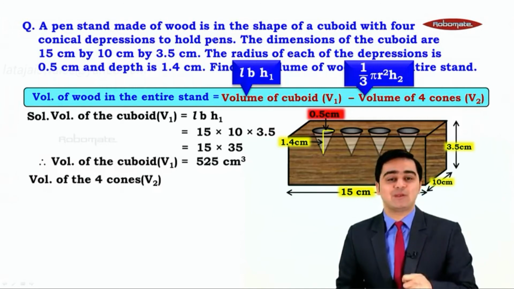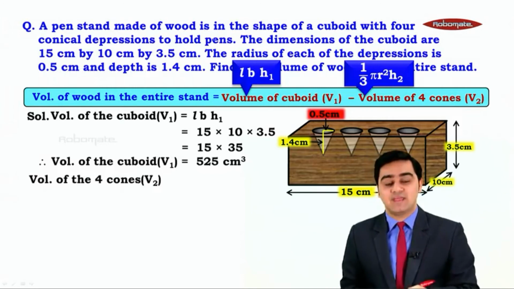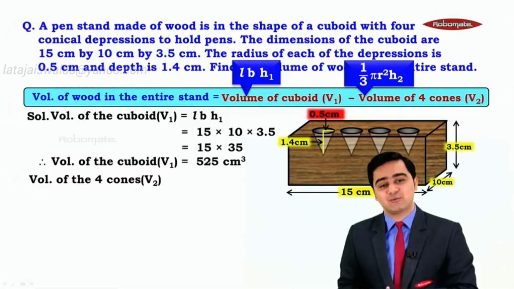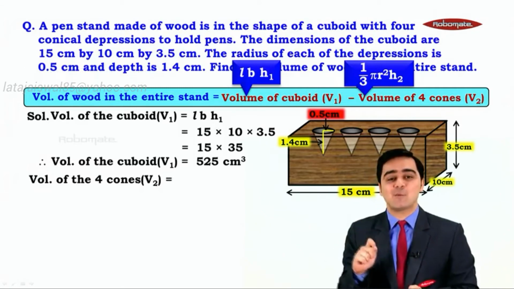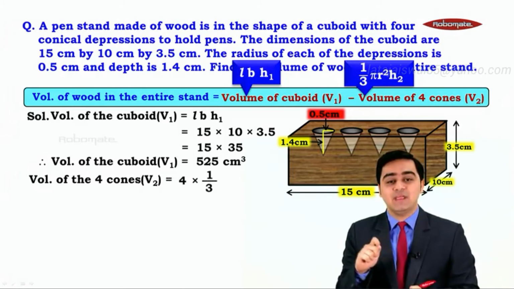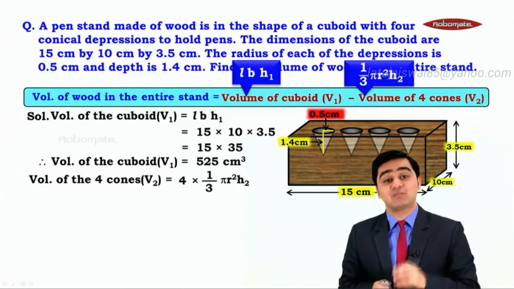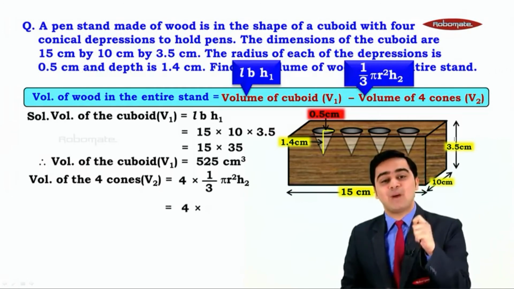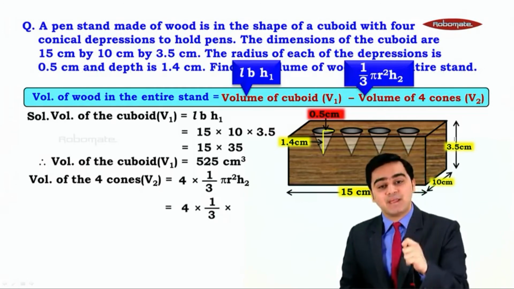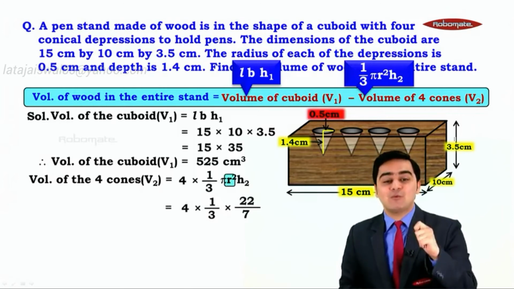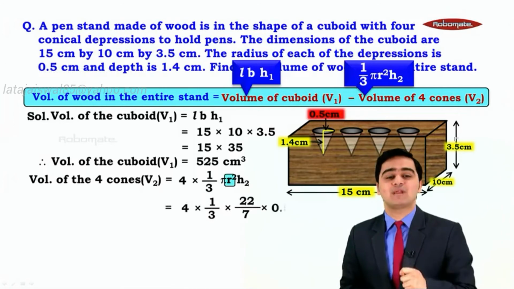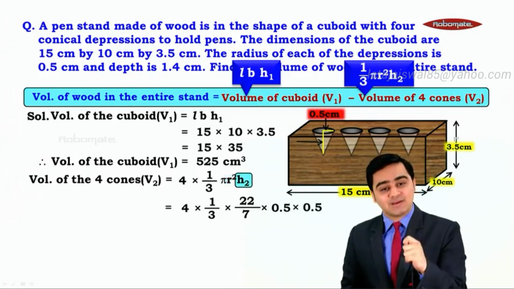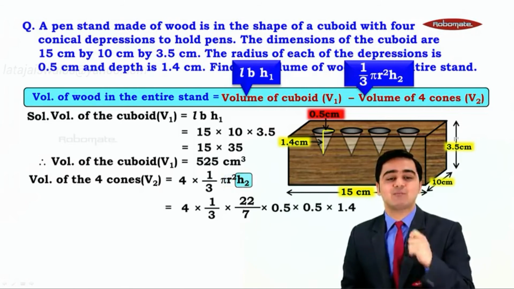Next, we have to calculate the volume of 4 conical depressions. We know that the volume of 1 cone is 1 by 3 pi r square h2. So, we can say that volume of 4 cones is equal to 4 into 1 by 3 pi r square h2. Now, let's substitute the values. In place of 4, we'll write 4. In place of 1 by 3, we'll write 1 by 3. Pi, we can write as 22 by 7. We know that the radius of the cone is 0.5. So, we'll write 0.5 into 0.5. And we also know that the height of the cone is 1.4.